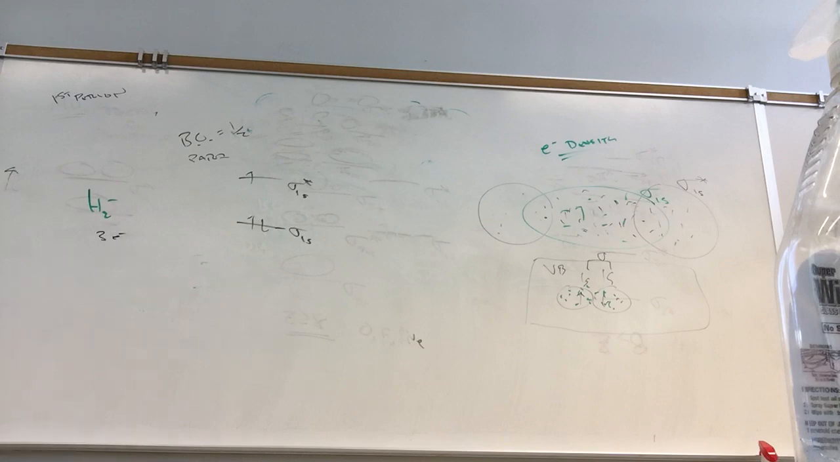He2 is going to have 4 electrons, 2 in the bonding, 2 in the antibonding. They cancel each other out. He2 should not exist, whereas He2+ should. He2+ has 3 electrons, and so this is going to have a bond order of 1/2.